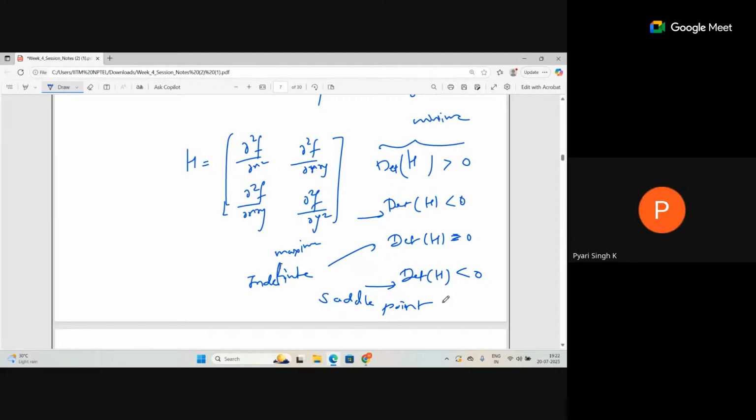What's the difference between the second and fourth, sir? You have listed four conditions. I said there is a second condition for the minima and maxima: the leading pivot should be greater than zero for minima and less than zero for maxima. Actually, their order has to be checked one by one, then two by two, and in the entire matrix.